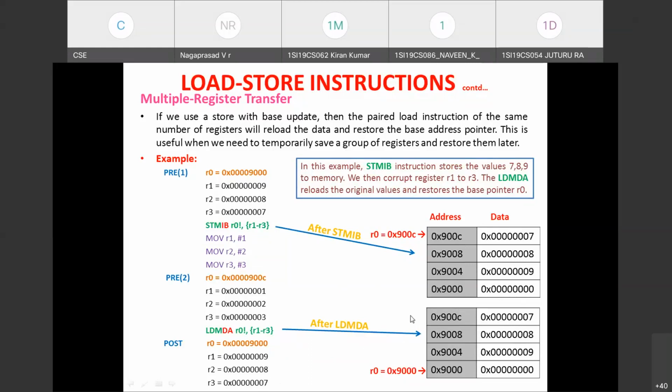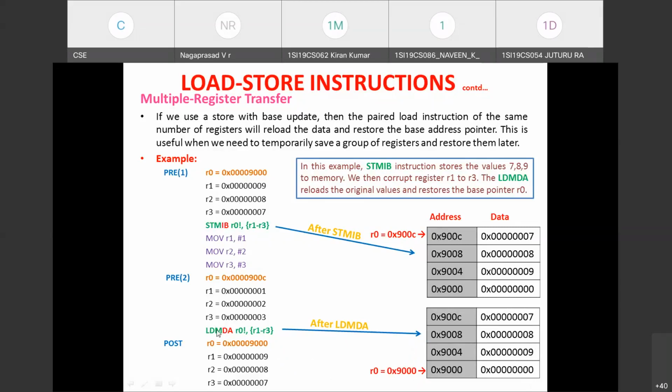Next, the address gets decremented. Now, the updated address will be 9008. The data is fetched. It will be transferred to R2 register. Next, the address gets decremented. It will be 9004. From where the data is fetched, that is 9. It will be transferred to R1 register, and then address gets decremented. So what will be the final address? It is 9000.